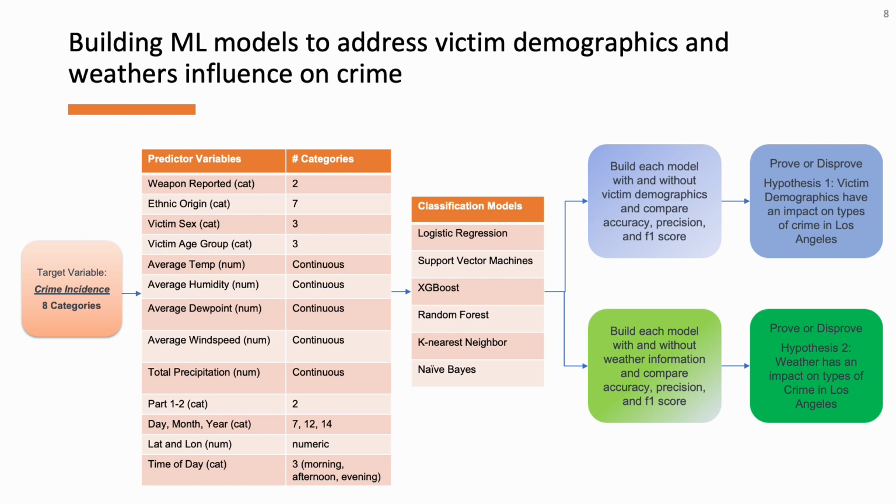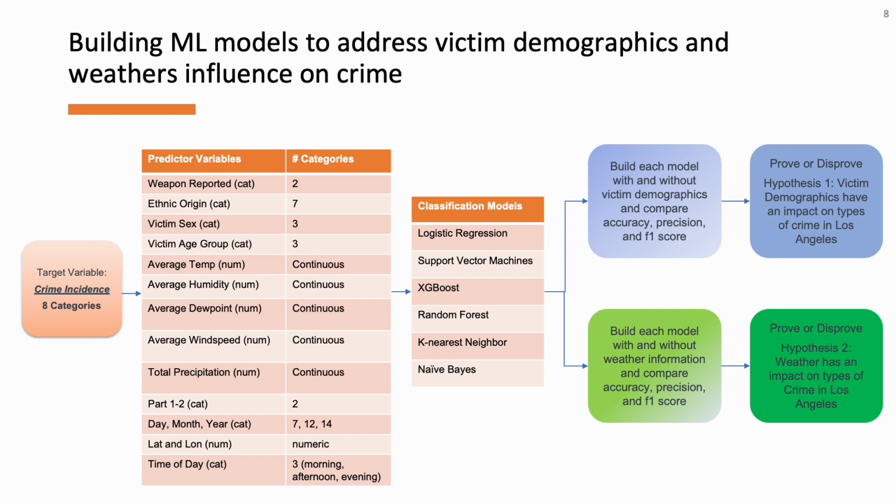So to support our research hypotheses 1 and 2, which are determining if victim demographics and weather impact types of crime in Los Angeles, we built several models after data cleaning and feature engineering. These models include ones that are useful in classification problems such as these, which are logistic regression, support vector machines, XGBoost, random forest, k-nearest neighbor, and naive Bayes.